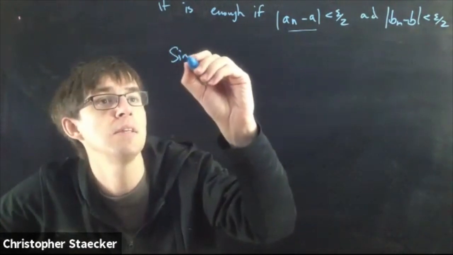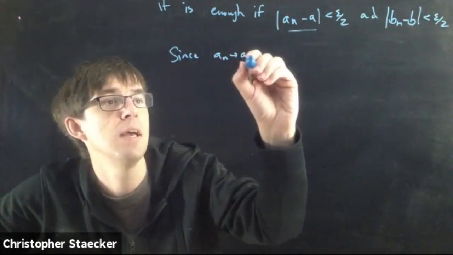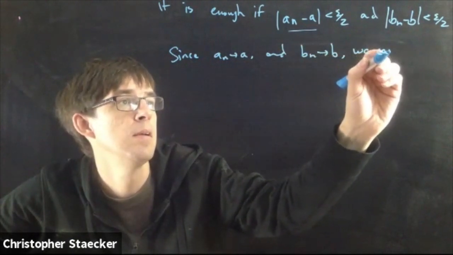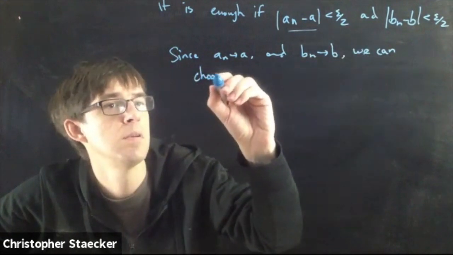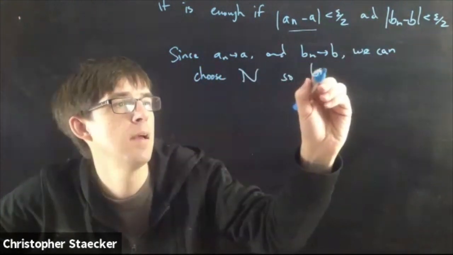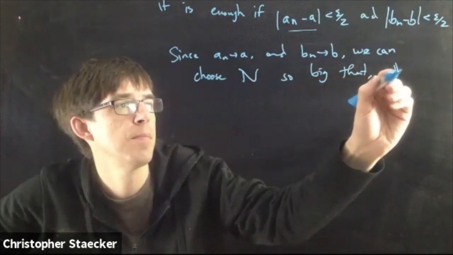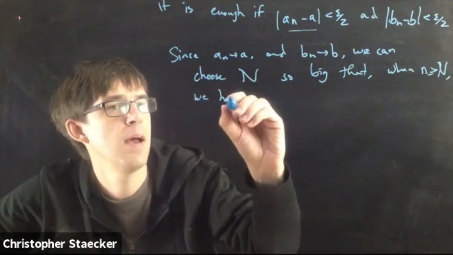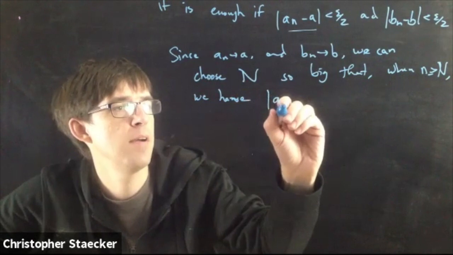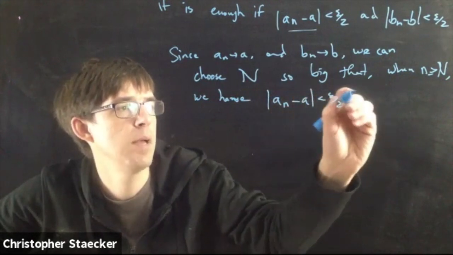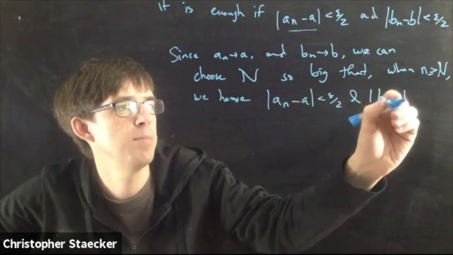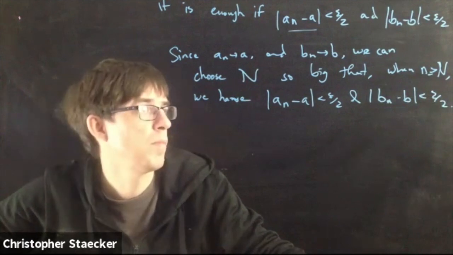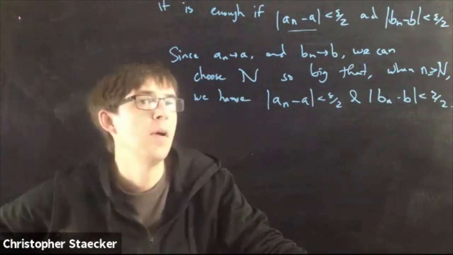So I'm going to say, since an converges to a, and bn converges to b, we can choose N so big that when n greater than or equal to the big N, we have absolute value an minus a less than epsilon over 2, and absolute value bn minus b less than epsilon over 2. I hope that all fits on the screen there, right?